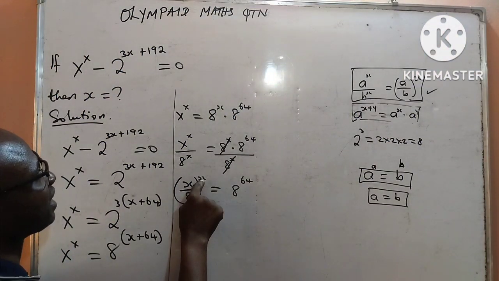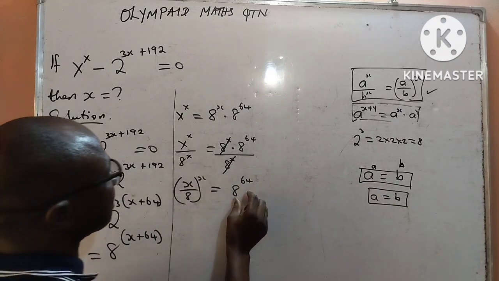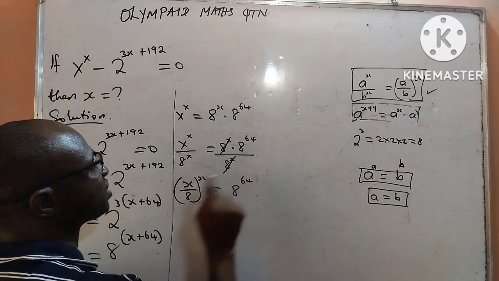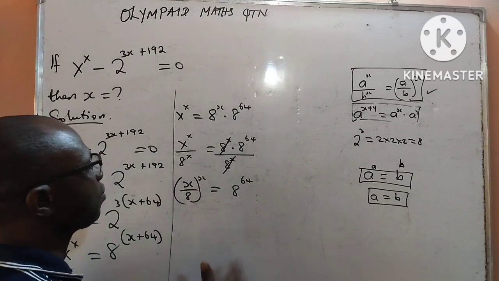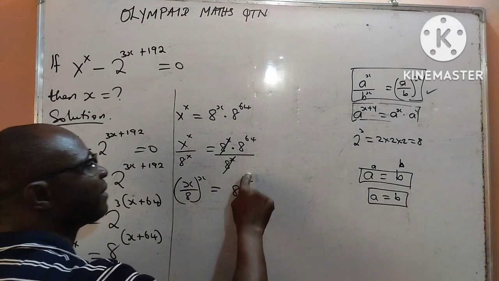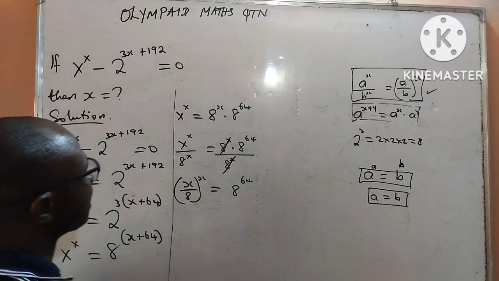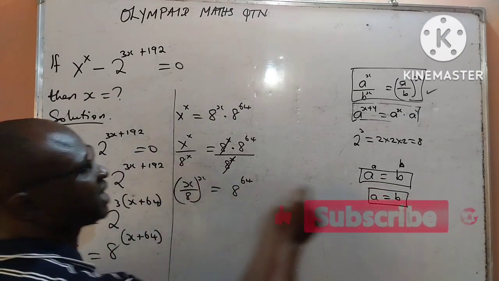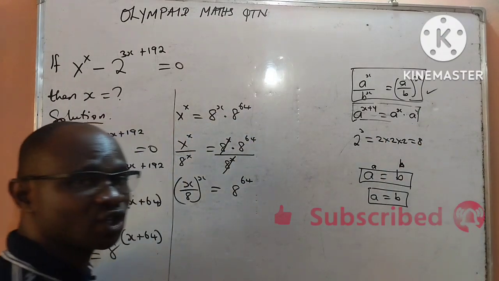And the power is x. By the right hand side, the base is 8, and the power is 64. I want a way I can have the base and the power the same, so that by the left hand side, I will still have the base and the power the same, so that I can now make use of this law.